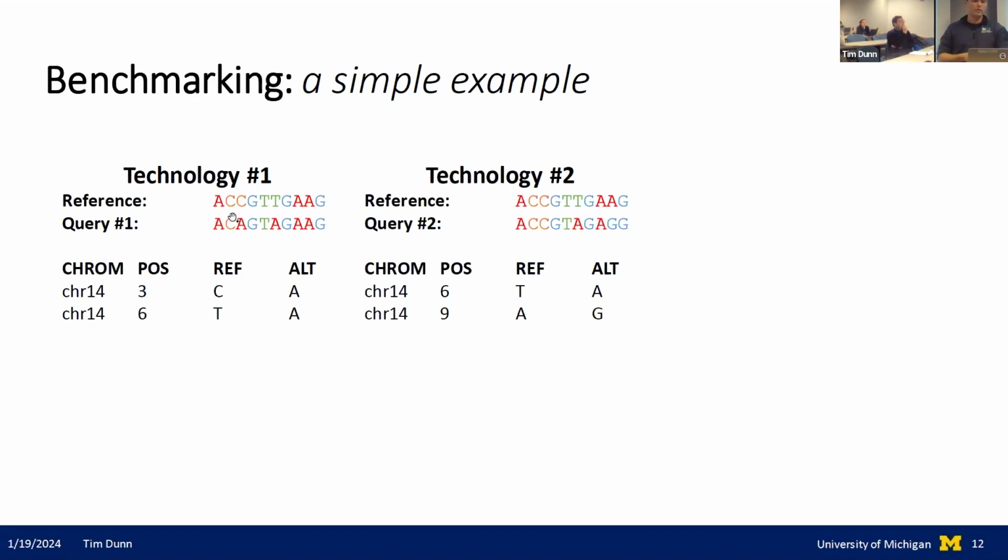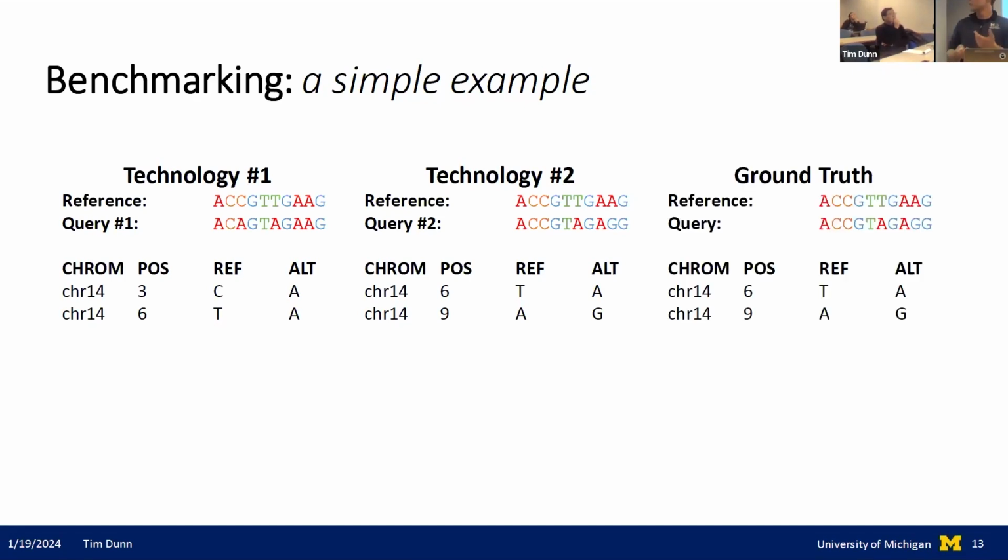So technology 1 might say that at position 3, a C becomes an A, and then later on a T becomes an A as a mutation, whereas a second technology might slightly differ. They agree with the T becoming an A at position 6, but instead it says later at position 9 an A becomes a G. So something that's important to know is, is technology 1 more accurate? Is technology 2 more accurate? And to understand the pros and cons of the two different technologies.